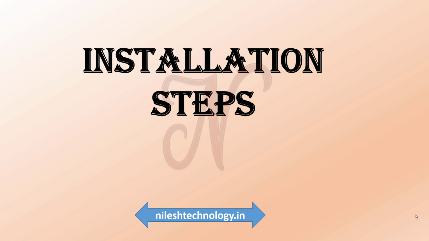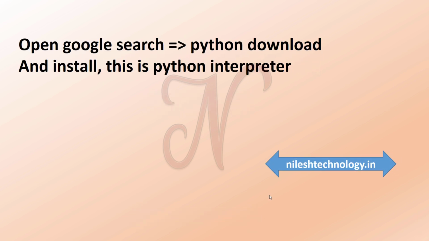In this video we have to see the installation of Python. In Python there are several ways to run the Python code. The default installation of Python is that you open your browser and search for Python download. After that you have to get the first link.